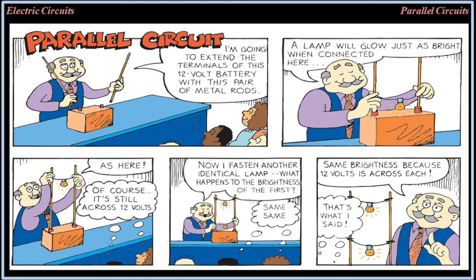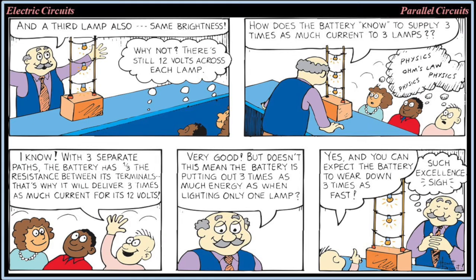That's what I said. Okay. And the third lamp also, same brightness. Why not? There's still 12 volts across each lamp. How does the battery know to supply 3 times as much current to 3 lamps? I know, with 3 separate paths, the battery has 1/3 the resistance between its terminals. That's why it will deliver 3 times as much current for its 12 volts.